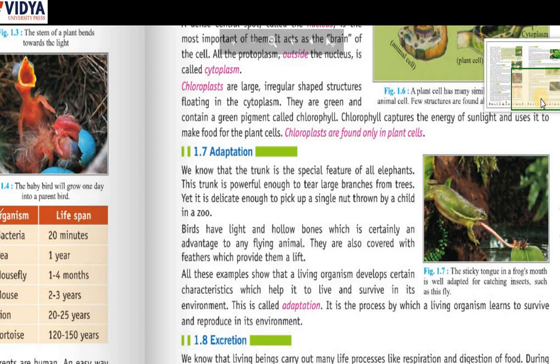Now, these are the characteristics of living organisms, and next we will be seeing the characteristics of non-living things, but that will be in another part of this video. There will be a second part of this video in which we will be discussing the characteristics of non-living things.